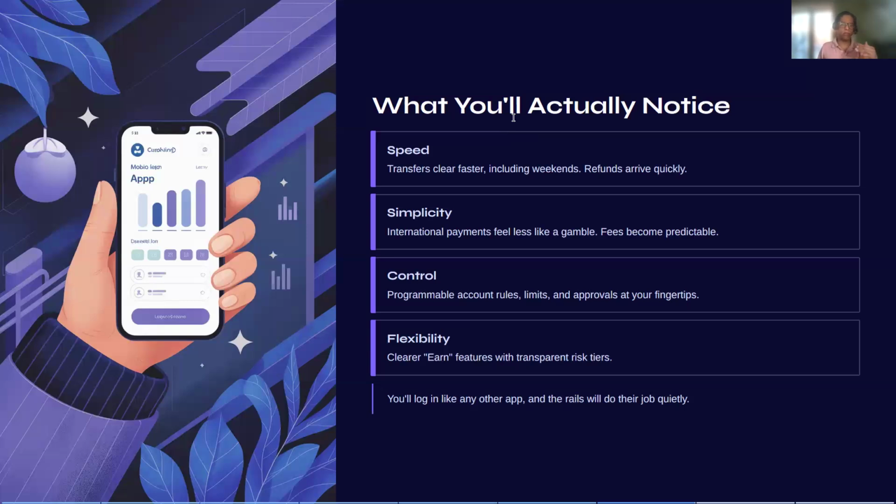Then the third item is control. You can control your wallet, you can set a daily limit, you can set the rules you want to associate with it, and that helps you use the application the way you want to use it. And then the flexibility: by using these apps you can also earn points, just like how you accumulate points when you use a credit card. You can start accumulating points by using these systems.